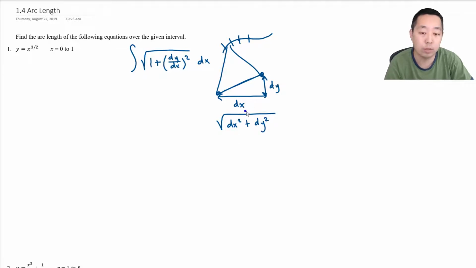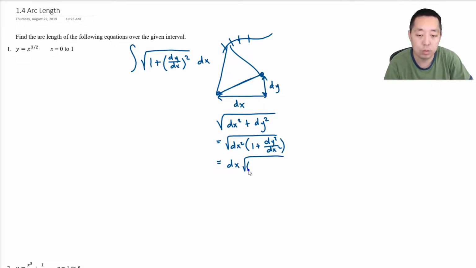Now this is not a form we can do integrals in, so what we do is we factor out a dx squared, and I get 1 plus (dy over dx) squared. And then when I bring the dx squared out, it just becomes dx times the square root of 1 plus (dy over dx) squared. So that's the length of a little segment, and then I integrate over them. So that's how I remember the equation, this derivation of why this is the arc length.